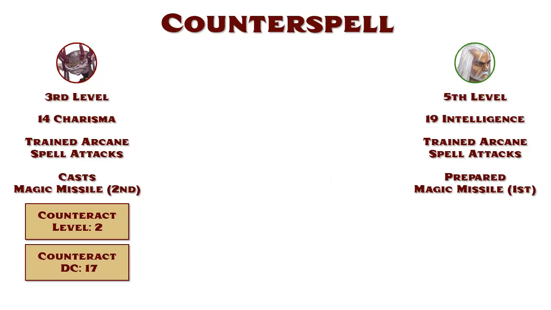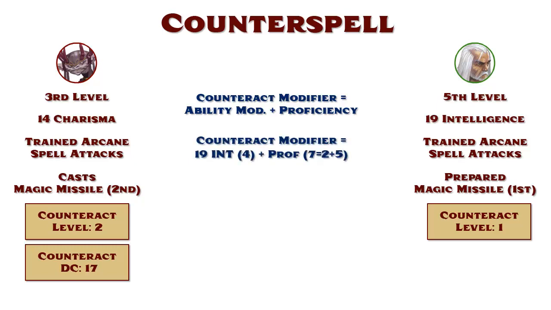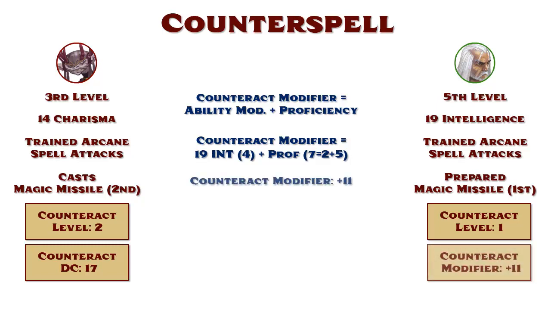Now for Ezran. He used a 1st level spell slot to cast Magic Missile, so he has a counteract level of 1. His counteract modifier is calculated the same as the spell DC we did for the Hobgoblin, except it doesn't get that flat plus 10. So Ezran's counteract modifier is his intelligence modifier of plus 4, plus 7 more for his proficiency bonus, which is 2 for being trained, plus his level of 5th. This makes his counteract modifier plus 11.